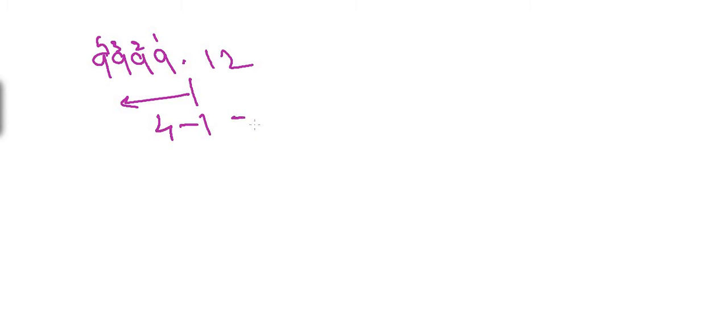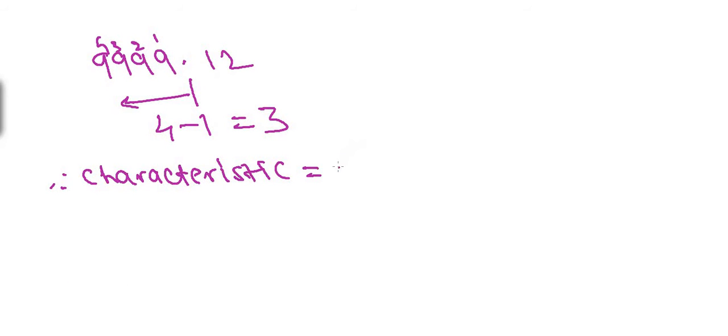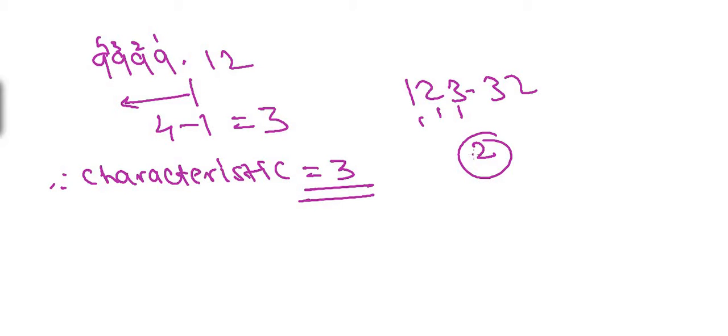Now this is for numbers greater than 1. Let us take one more example. 9999.12. Count the number of digits to the left of the decimal point. 1, 2, 3, 4. Subtract 1 from it. That is equal to 3. And therefore the characteristic of 9999.12 is 3. The simple technique, no need to convert into scientific notation. You can directly write the characteristic of any number. Like suppose 123.32. What's the characteristic? 1, 2, 3. 3 minus 1, 2. 2 is the characteristic. Simply subtract 1 from the number of positions towards the left of the decimal point.